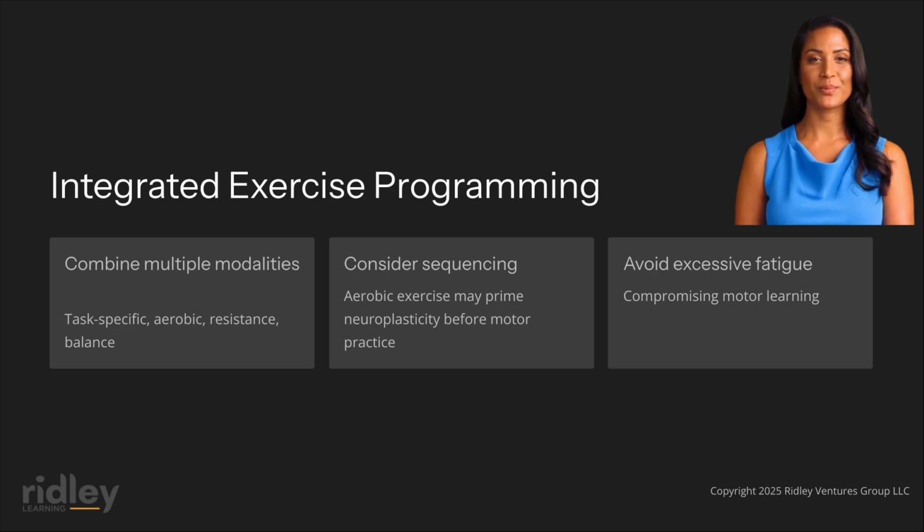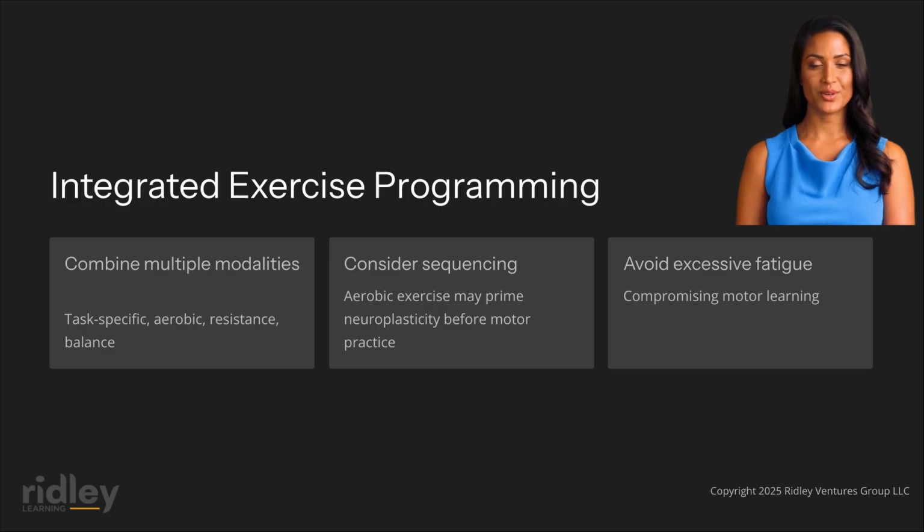Program design should integrate multiple exercise modalities to address the diverse impairments and functional limitations present in most stroke survivors, rather than focusing exclusively on any single intervention approach. A comprehensive program might combine task-specific upper extremity training, aerobic exercise, progressive resistance training, and balance activities within a structured schedule that allows adequate volume of each modality while avoiding excessive fatigue that could compromise motor learning.